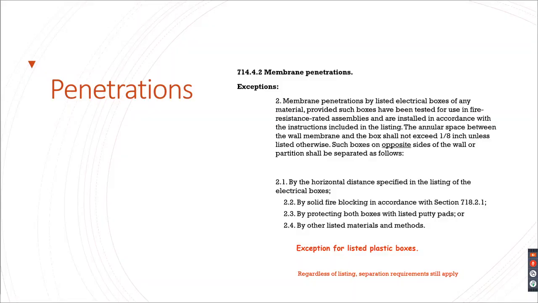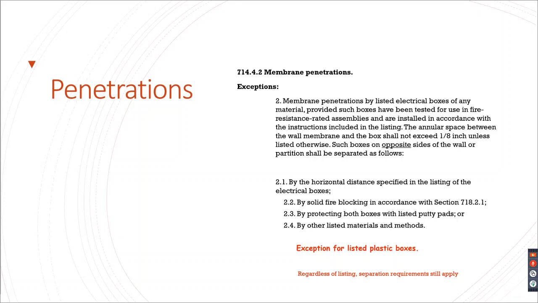Continuing on with the exceptions, the membrane penetration by listed electrical boxes of any material provided such boxes have been tested for use in fire resistance rated assemblies and are installed in accordance with the instructions included in the listing. The annular space between the wall membrane and the box shall not exceed 1/8 of an inch unless listed otherwise. Such boxes on opposite sides of the wall or partition shall be separated as follows.